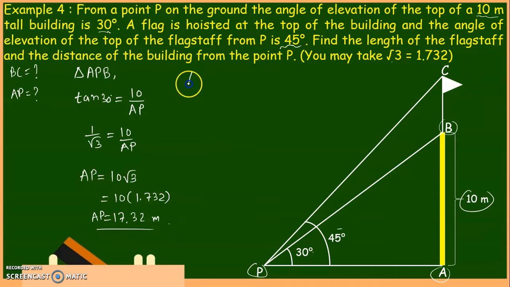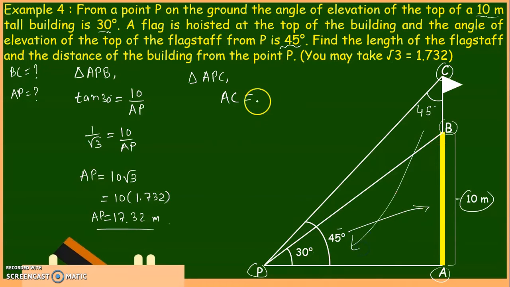And now if you consider the another triangle, that is APC. In this triangle APC, you can see this angle P is 45 and angle C will also be equal to 45, and since two angles of the triangle are equal, it means the sides opposite to equal angles will be equal. It means here this side AC will be equal to this side AP. So we can say the length of the side AC will be equal to 17.32.